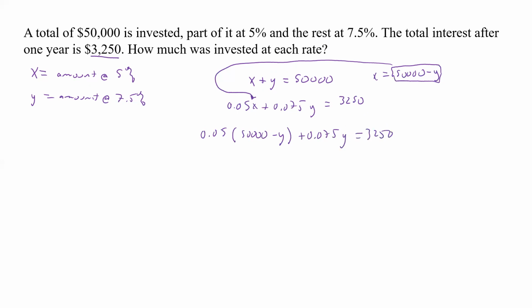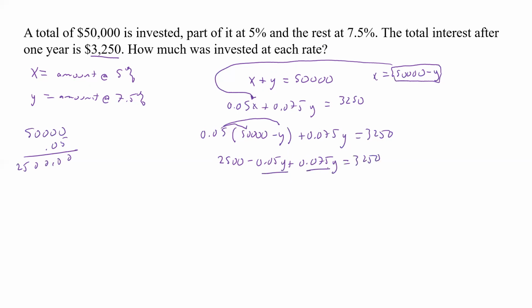All right, so now I'm going to have to distribute. And so 0.05 times 50,000. So we have 50,000 times 0.05. So that's 0, 0, 0, 0, 1, 2, 3, 4, and then 25. Move it over twice. So that's 2,500, and then minus 0.05Y plus 0.075Y equals 3250. All right, so I've got like terms here, so I can add those.